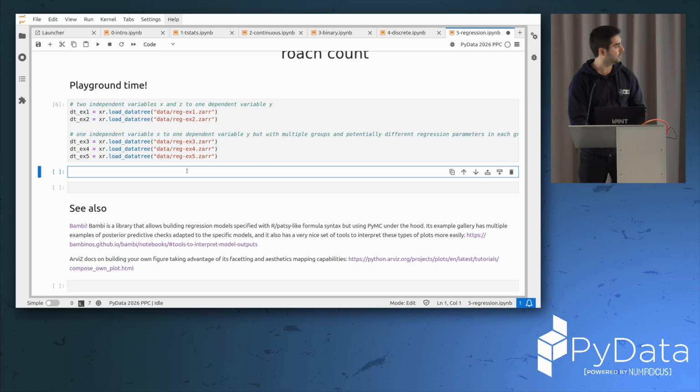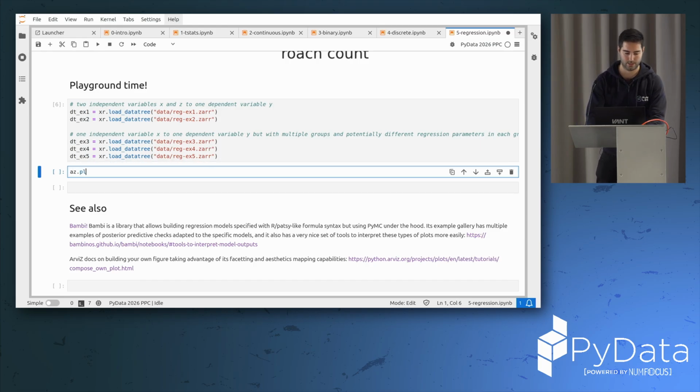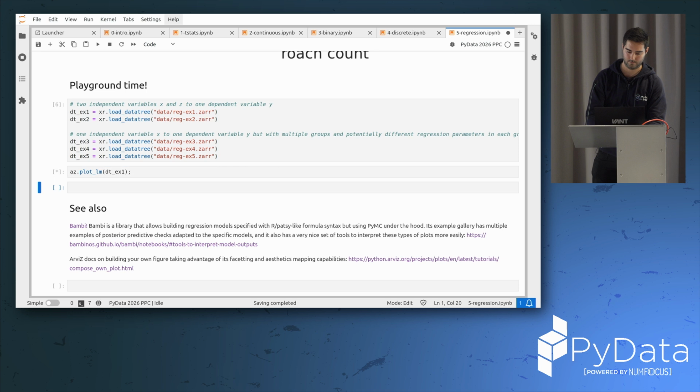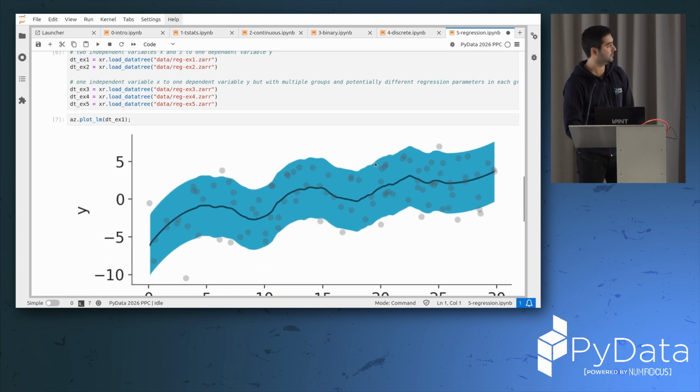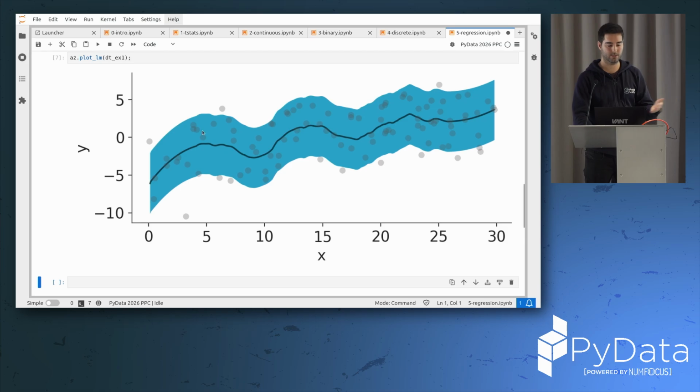Okay. So for these first two examples, we have two independent variables and a single dependent variable. And if we do plot_lm, we get this kind of strangely shaped plot because we are plotting only against x, but there's also a z variable that modifies, in this case, only the mean of our regression. So we are not accounting for that. So every x will have a random z that makes it look a bit funky.